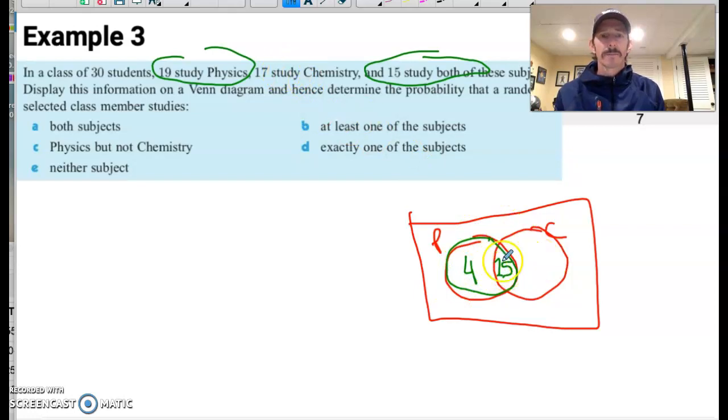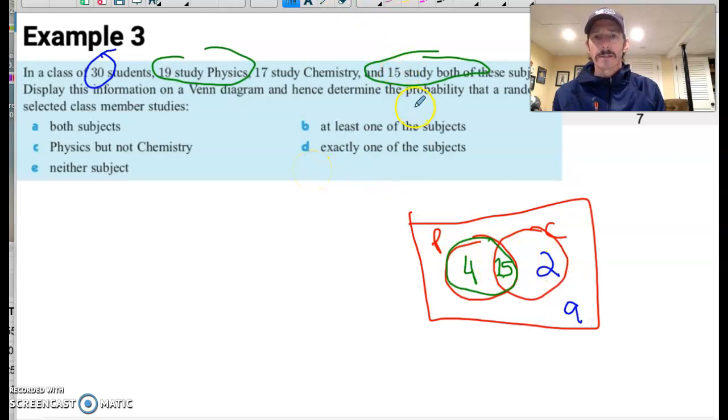17, these have to add up to 17. So that means there can only be 2 people over here in chemistry. And I have 30 people in total. And so right now I have 15 plus 4 is 19, 20, 21, which means that there are 9 people out here that aren't in either of these 2 classes.